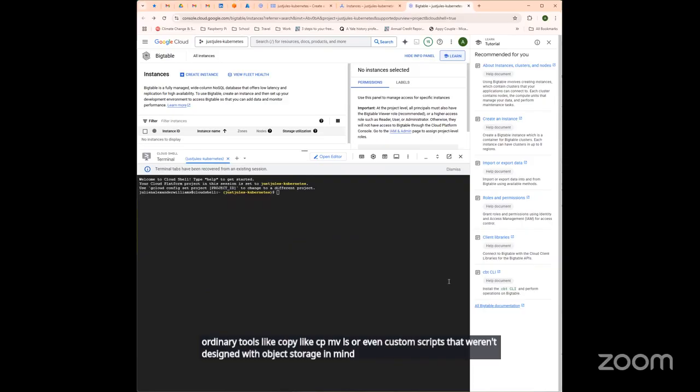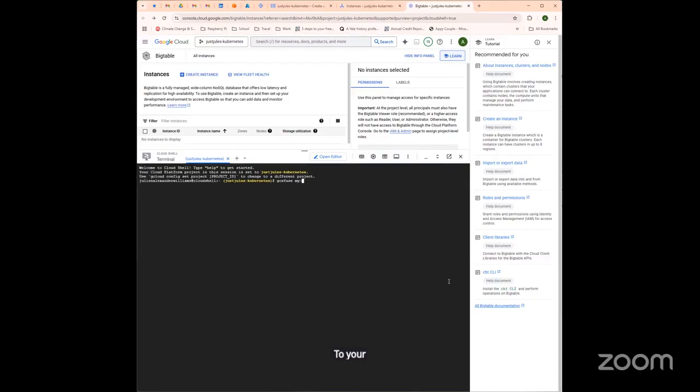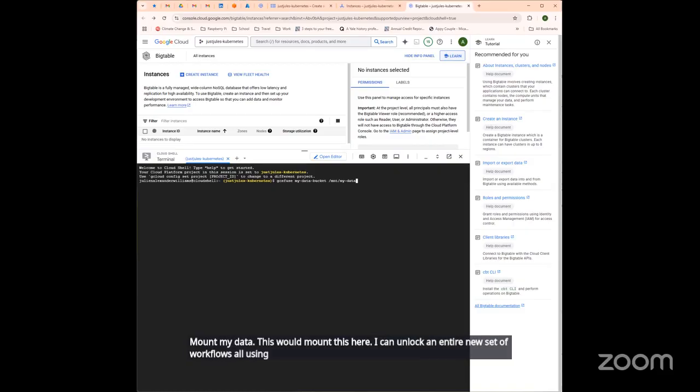All right. So to give you a good one-liner: gcsfuse, then your bucket, so my data bucket, to a mount point, my data. This would mount it here. So this is going to unlock an entire new set of workflows, all using your existing code base. All right.